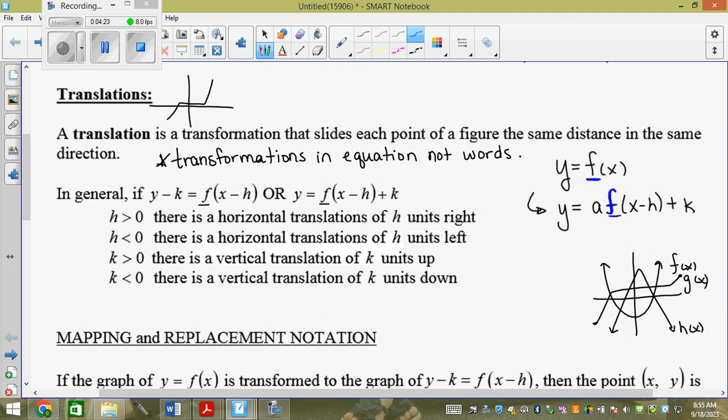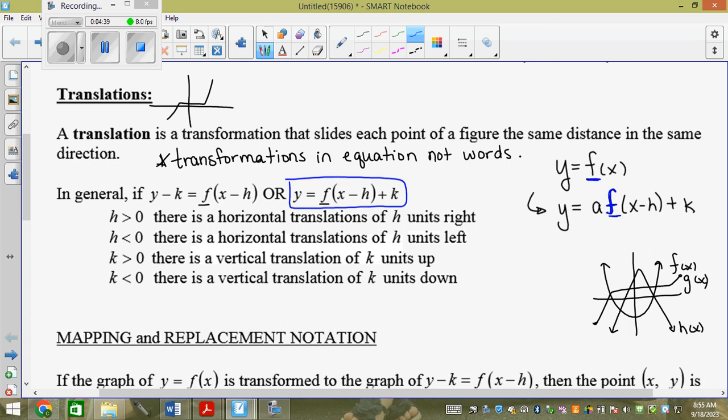So we could have it in the form y minus k equals f of x minus h, or y equals f of x minus h plus k. You could do that. I will always turn it into this form. I always get my equations into y equals, and then follow the same rules every single time.